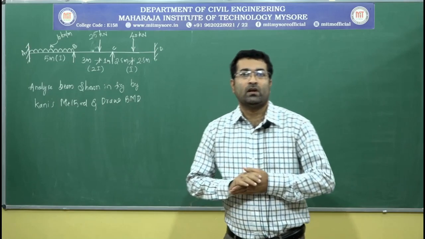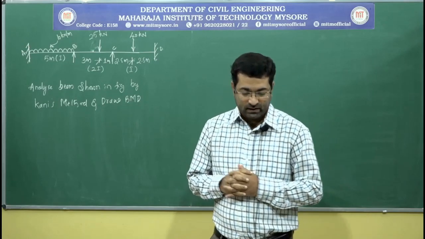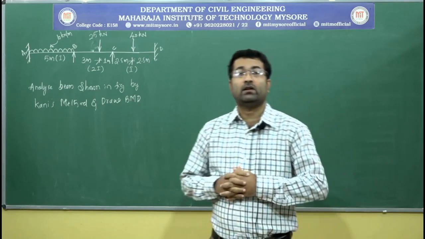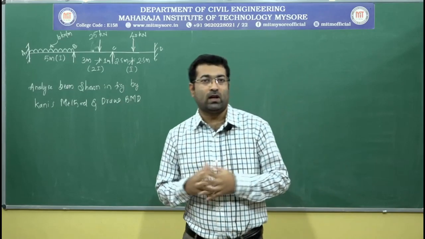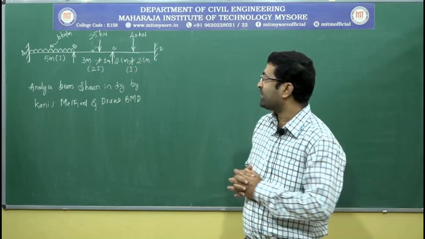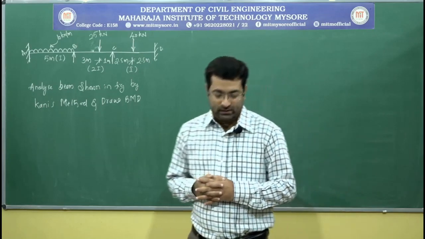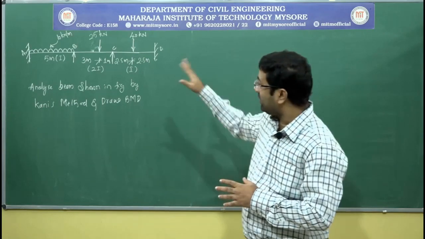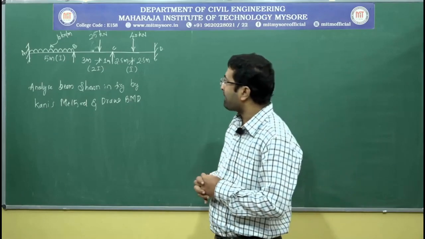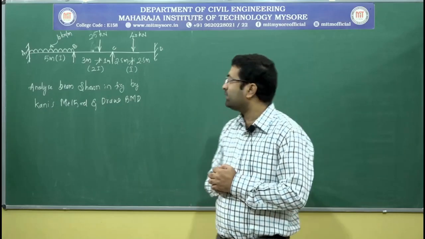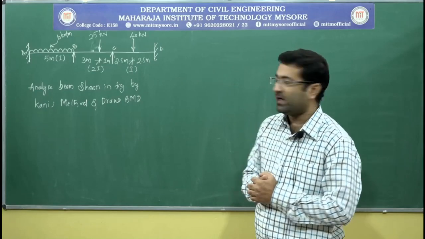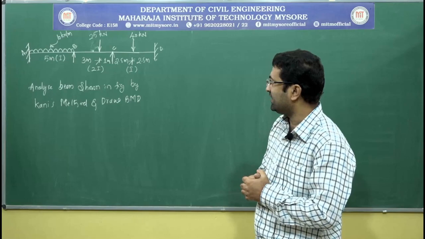Hello everyone. In this session we will discuss one simple continuous beam, how to analyze this beam by using Kani's method. So the given problem is something like this. In this continuous beam we have three spans, span AB, BC and CD.